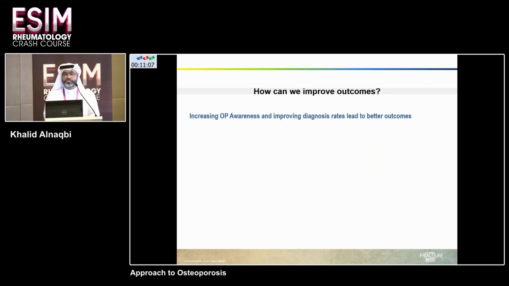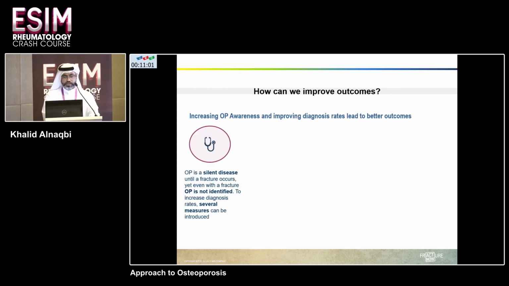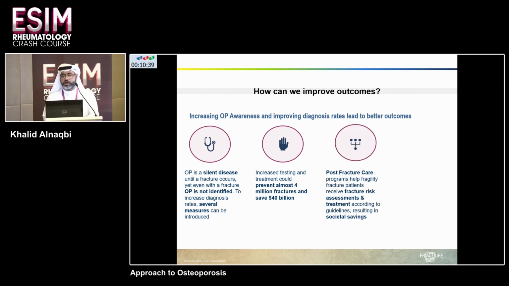How can we improve outcomes? Increasing osteoporosis awareness and improving diagnosis rates leads to better outcomes. That's why you're here, to listen to us and remind yourself about this osteoporosis business. OP, or osteoporosis, is a silent disease until a fracture occurs. Yet, even with a fracture, osteoporosis is not identified. To increase diagnosis rates, several measures can be introduced. Increased testing and treatment could prevent almost 4 million fractures and save $40 billion.